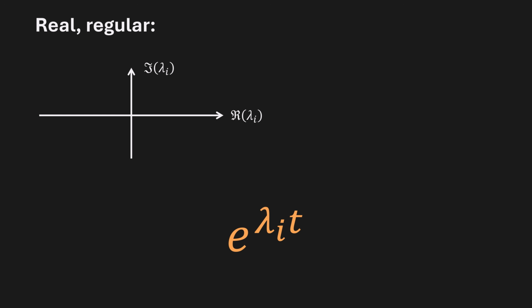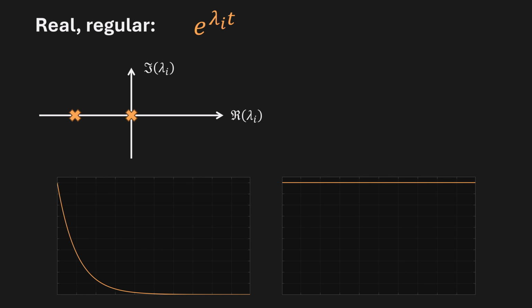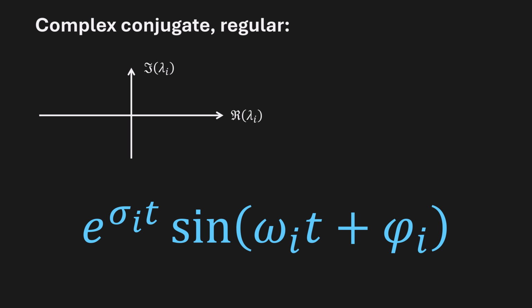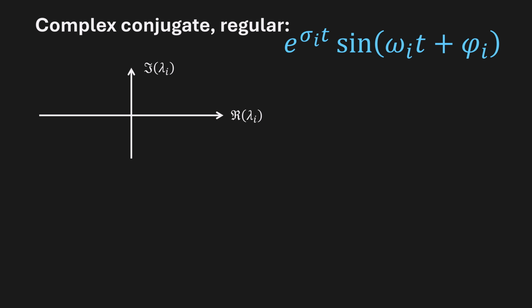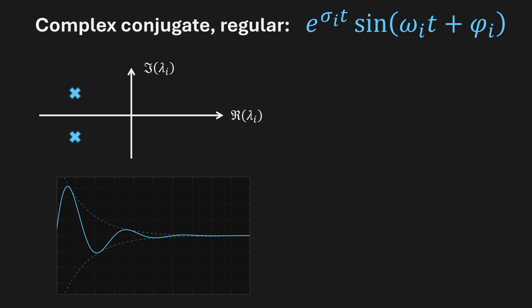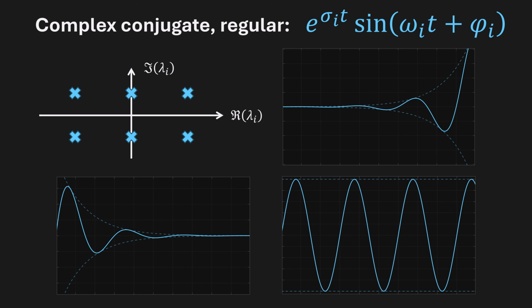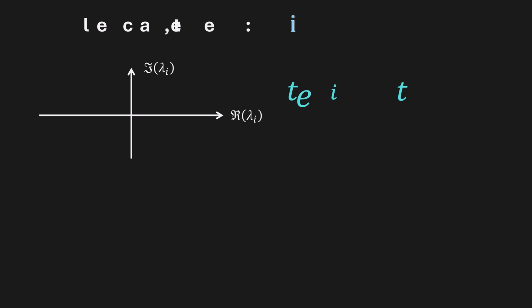Now we analyze each case. So we have real and regular eigenvalues, and as we see there is a very different behavior if the real part is either negative, positive, or null. And we have complex conjugate eigenvalues, regular, and in this case we see the same trend but with an oscillatory part. In the graphs there are the envelopes of just the exponential parts in dotted lines.